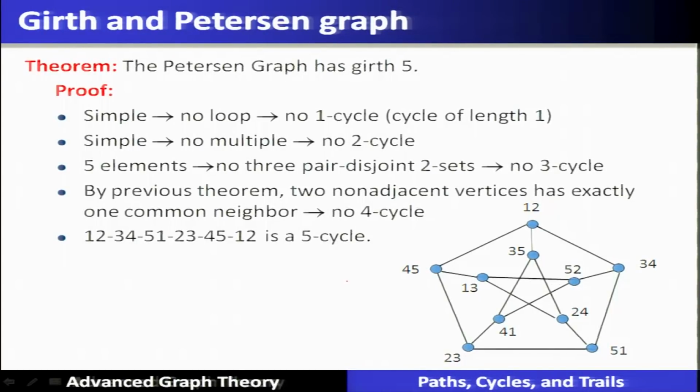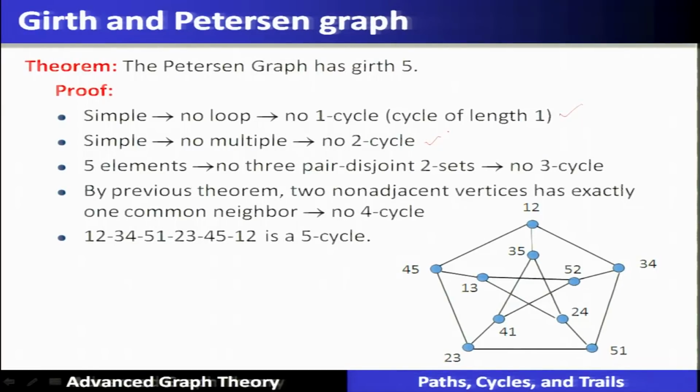Now, the girth of a graph is the length of the shortest cycle. So, let us start from the shortest cycle, that is the cycle of length 1, and see whether it is present in the Petersen graph or not. Since the Petersen graph is a simple graph, it has no loops. So, it will not have any cycle of length 1. Now, we consider a cycle of length 2.